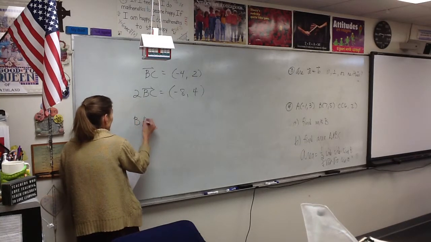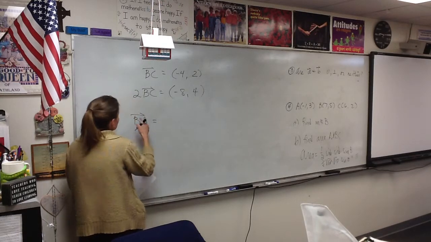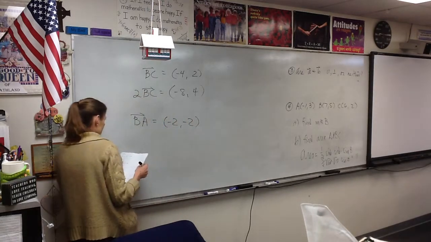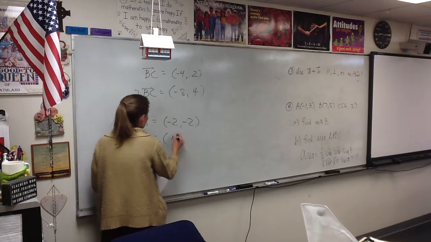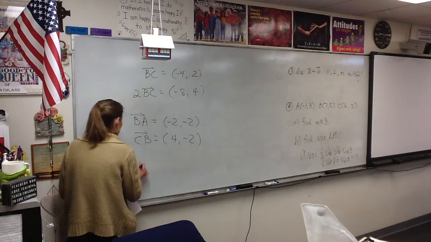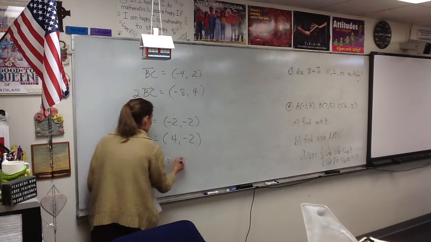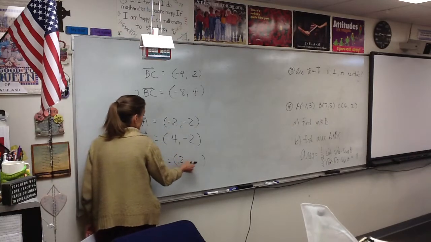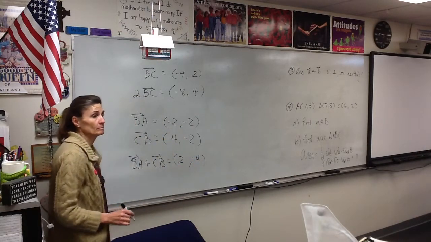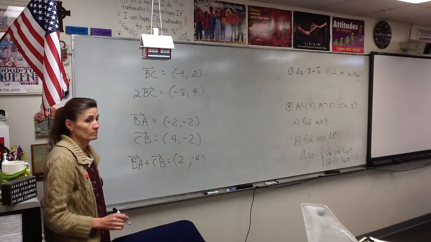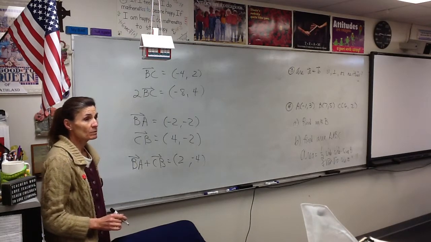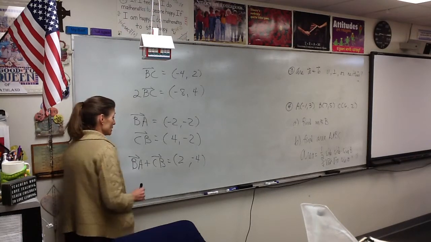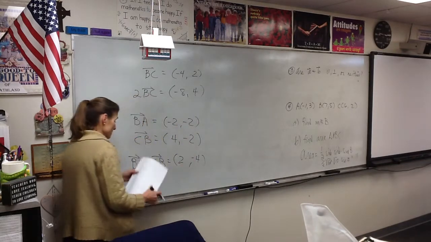Okay, how do we add vectors coordinate-wise? Let's see, BA would be -2, -2. And CB would be 4, -2. So what happens when we add these? How do we add these two things together? Anybody remember how to do that? Add the x's and add the y's. Do you remember the airplane and wind problem? That's exactly what we did with the airplane and the wind. We found their x's and y's and then added them together.